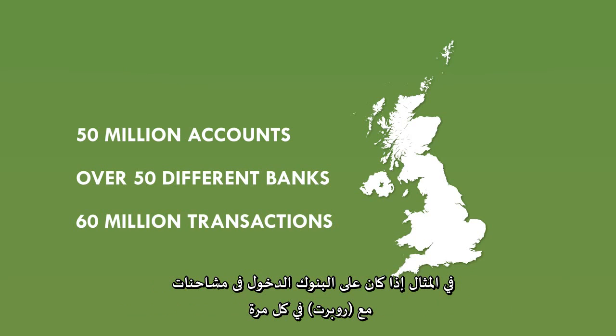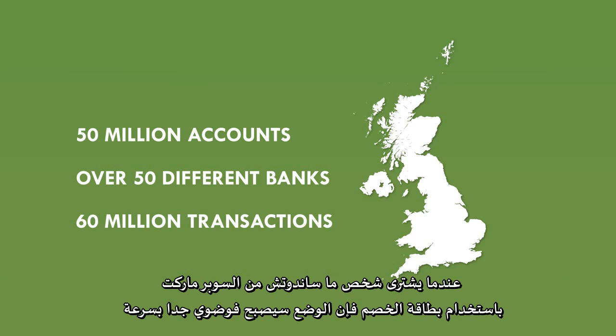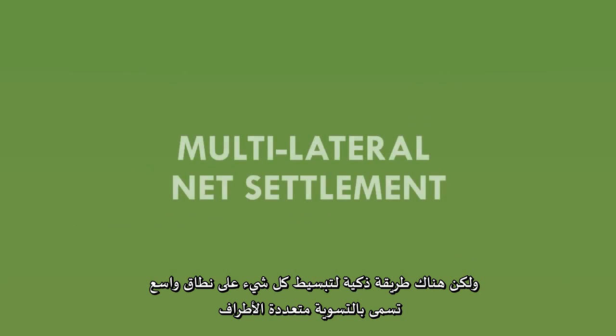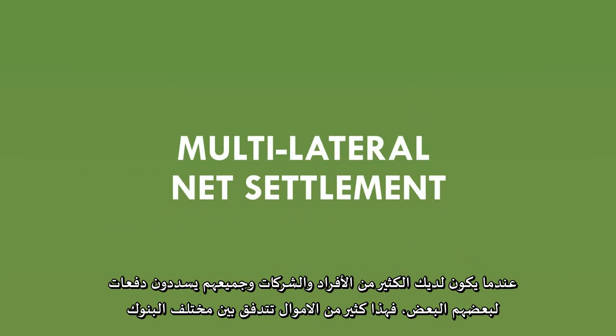If banks had to go through the whole hassle, in the example with Robert, every time someone bought a sandwich from a supermarket using their debit card, it would get very messy very quickly. But there's a clever way of simplifying the whole thing massively. It's called multilateral net settlement. When you have a lot of individuals and businesses all making payments to each other, that's a lot of money flowing between the different banks.